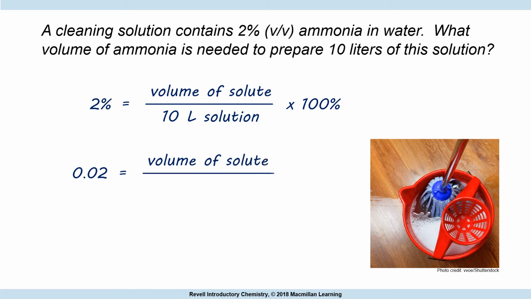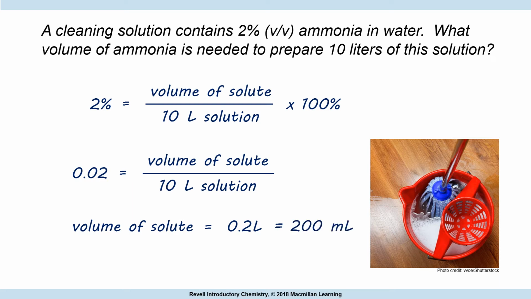We want to put the percentage in terms of a decimal, and then now we're solving for volume. We do our arithmetic, do the algebra, we come up with 0.2 and use the proper number of significant digits. So 0.2 liters, it also equals 200 milliliters.